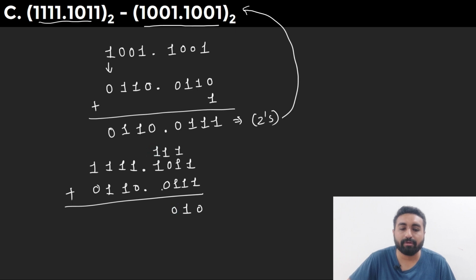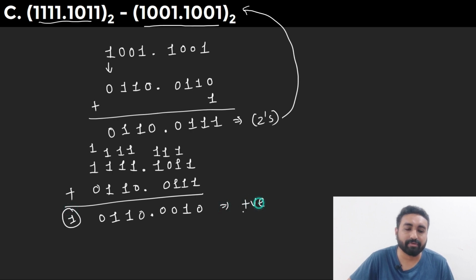1 plus 1 answer will be 0, carry will be 1, 1 plus 1 answer will be 0, carry will be 1, 1 plus 1 plus 1 answer will be 1, carry will be 1, 1 plus 1 plus 1 again answer will be 1, carry will be 1, 1 plus 1 answer will be 0 and carry is 1. This carry means the answer is what? Positive answer. Very good. And then we need to ignore the carry. If we ignore the carry, this will be our final answer.